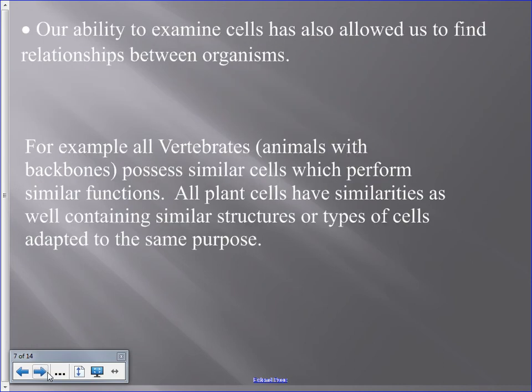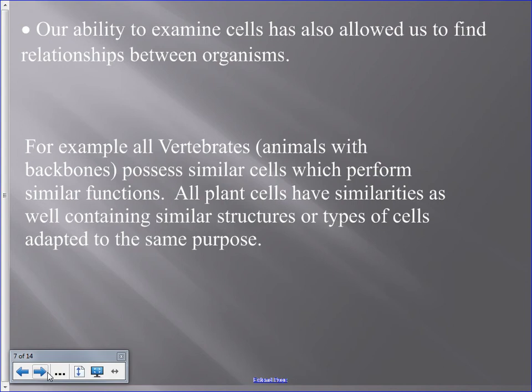Okay, now looking at cells has allowed us to do a few things. The really important thing it's allowed us to do is find similarities between organisms that might on the surface not look at all the same. If I was to look at the cells of an earthworm and the cells of a human being, they would look very much alike. They have very similar structures.